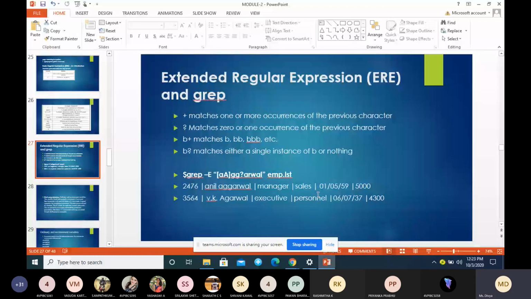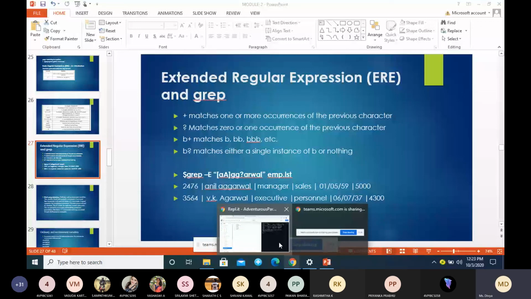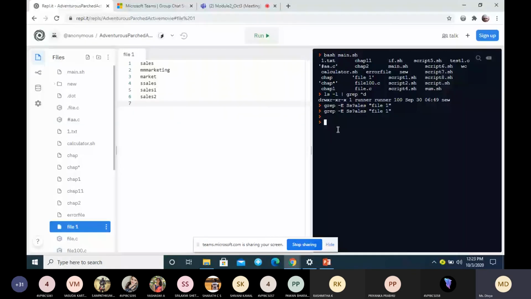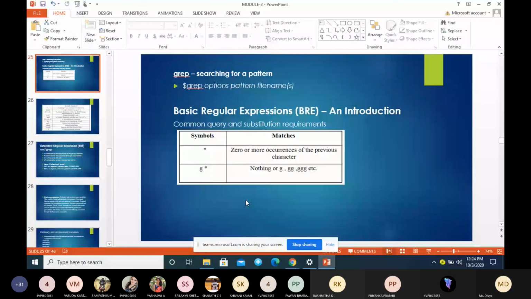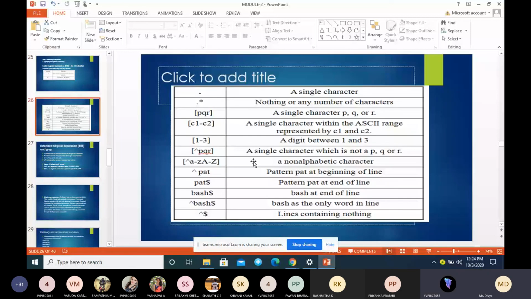More about this we will discuss in the next class. Any doubt in this extended regular expression? I'll give examples in the next class. Any doubt in today's regular expression? Question mark and plus I will give examples next class. Any doubt in the regular expression examples? We discussed all the regular expression symbols. Any doubt in this topic? No, ma'am. Practice.